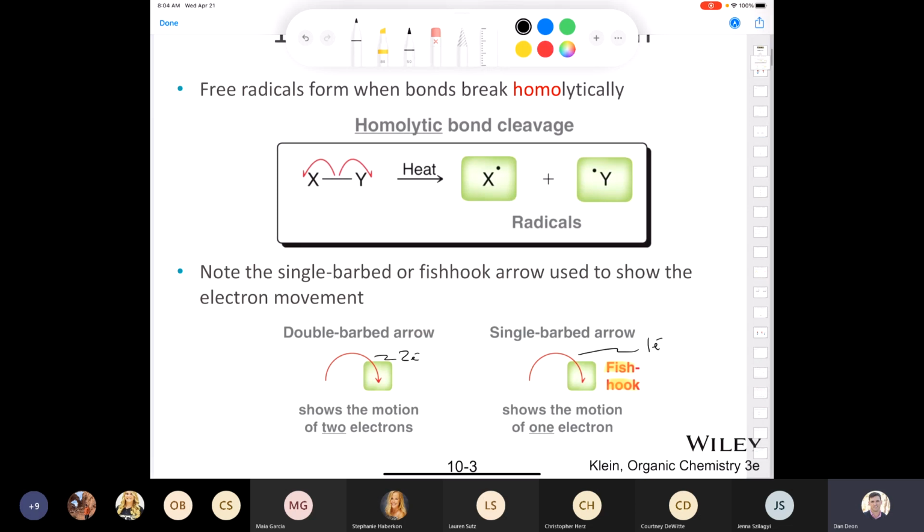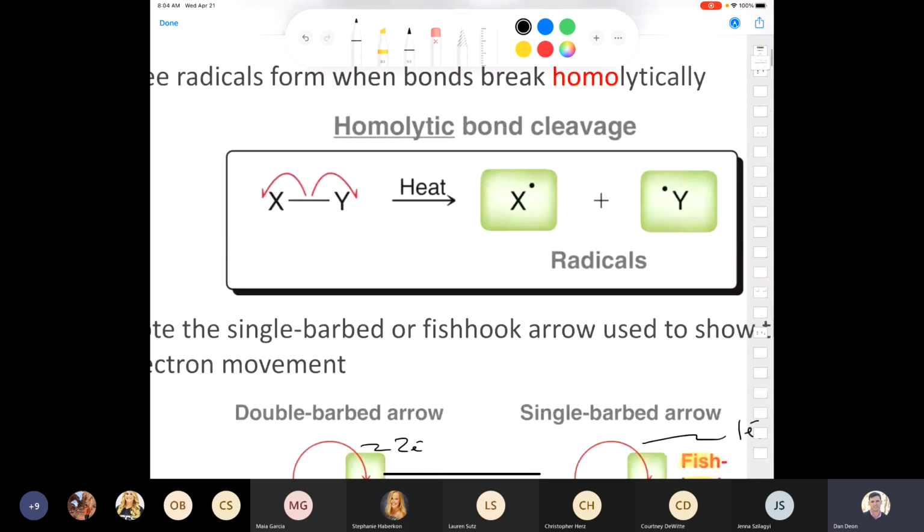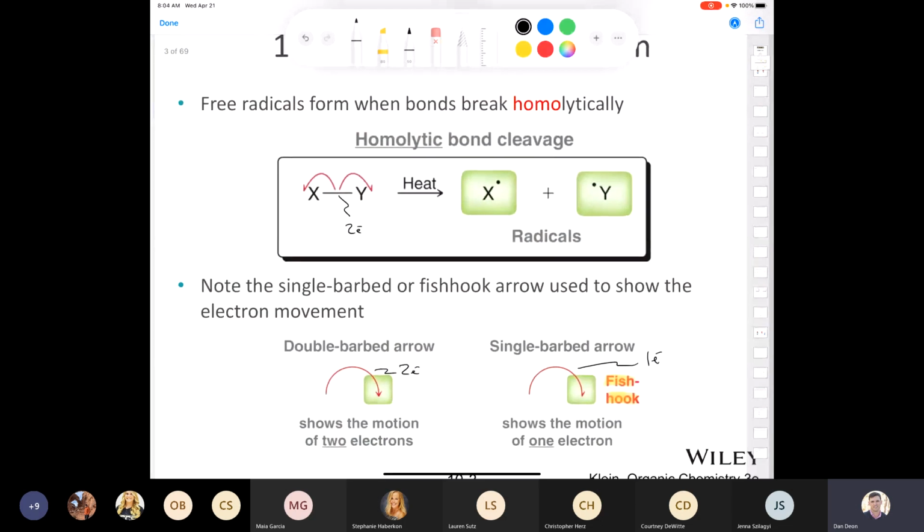If we take a close look at this mechanism, we have a single barbed arrow here and another one here. Since we know that there are 2 electrons in the bond, the X and the Y are both going to get 1 unpaired electron to form a pair of radicals. That's an introduction into how we make radicals through homolytic bond cleavage and what a fishhook arrow is. These are things you need to be aware of.